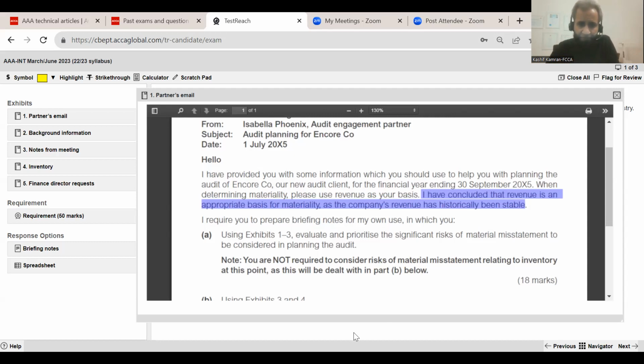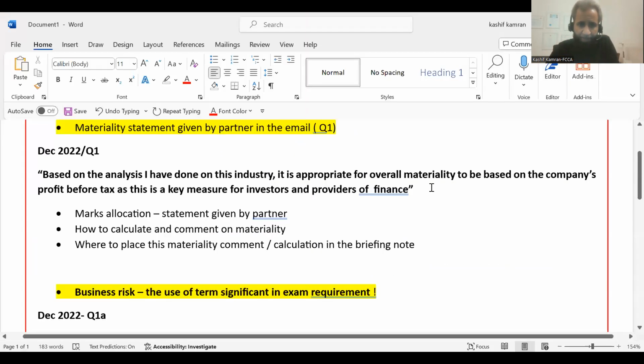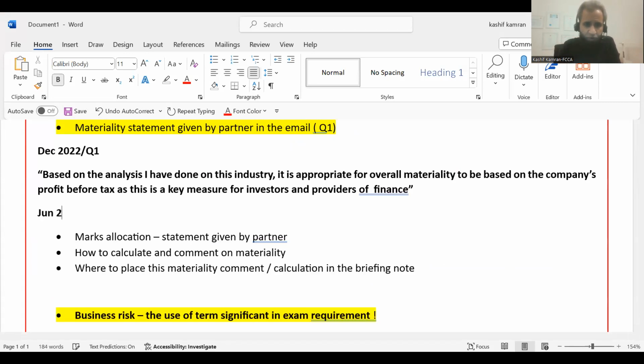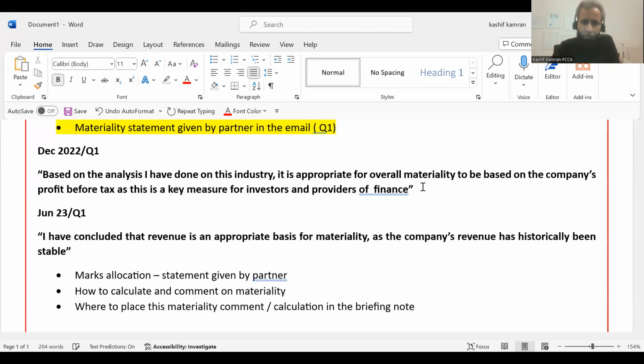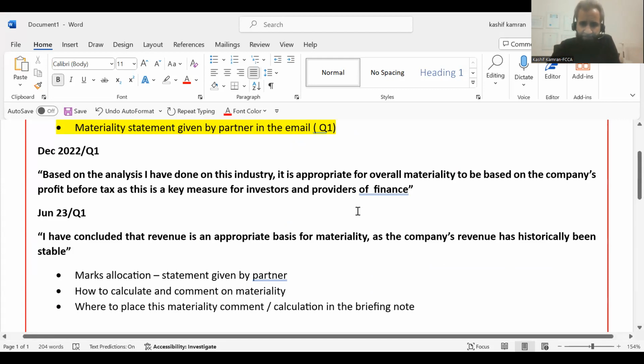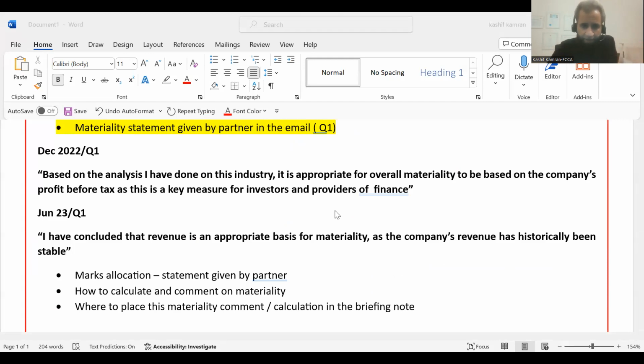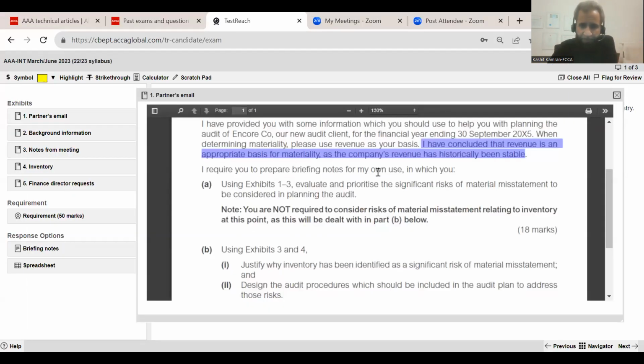So Control C, and we take it back to the Word file. And in the Word file, we're getting another statement. This was from the December 22 paper, and this is from the June 23 paper, question number 1, open inverted commas, and the partner wants the revenue to be used as basis for materiality. Okay, you go back to what we were looking for. Then the next thing is that I want you to prepare the briefing note. That's perfectly fine. Evaluate and prioritize the significant risk of material misstatement. We've already taken that perspective from the December 22 paper.